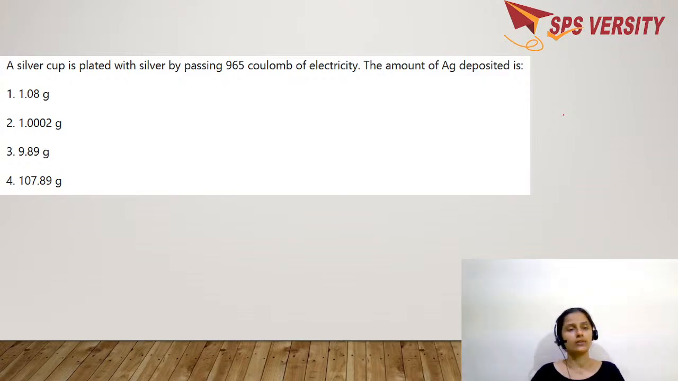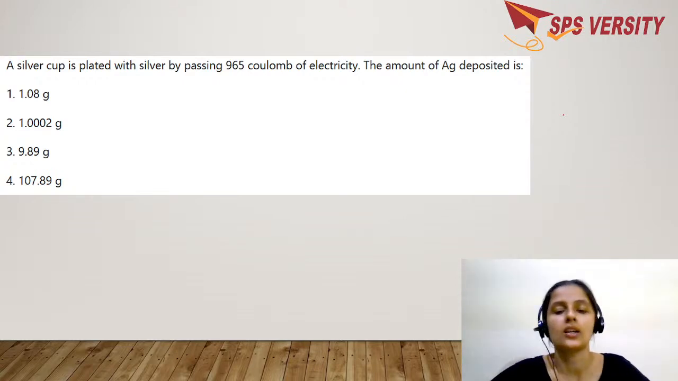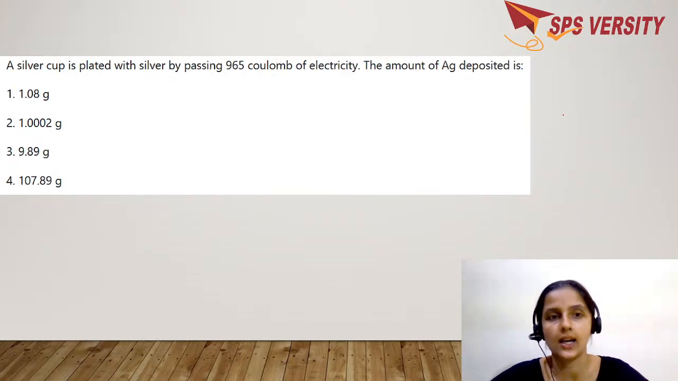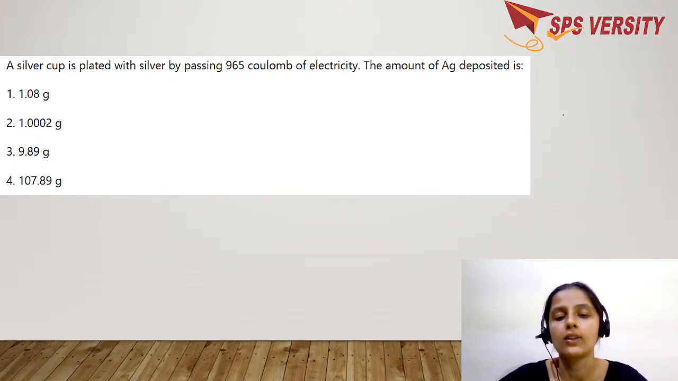Now we have covered almost all the topics in this chapter, electrochemistry, so far. So it's time for MCQ discussion. If you are watching, I want you to answer as quickly as possible, and I can give you a hint for all of these. This question is from Faraday's laws of electrolysis.